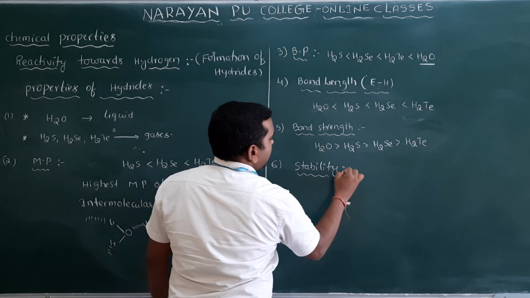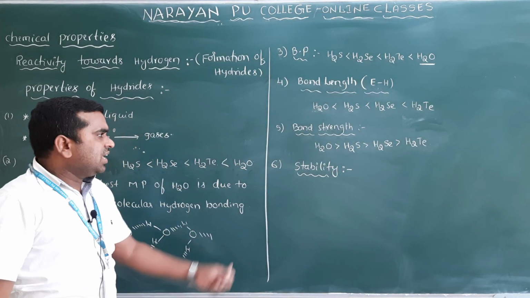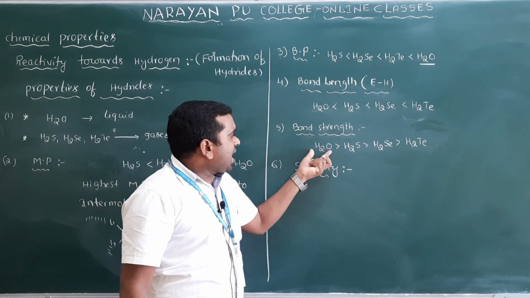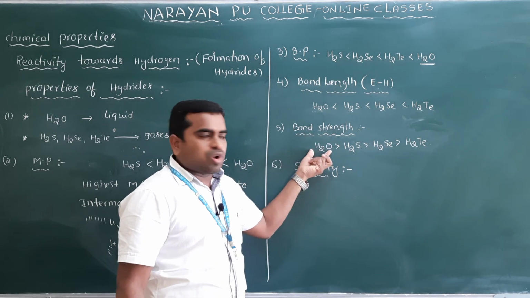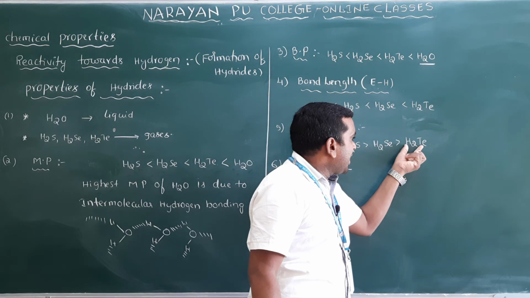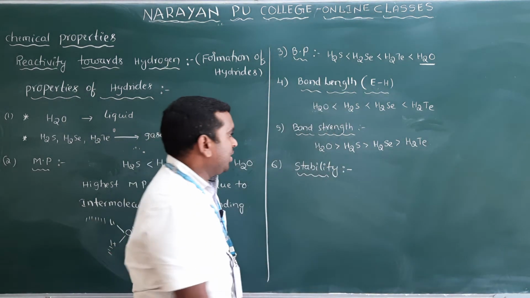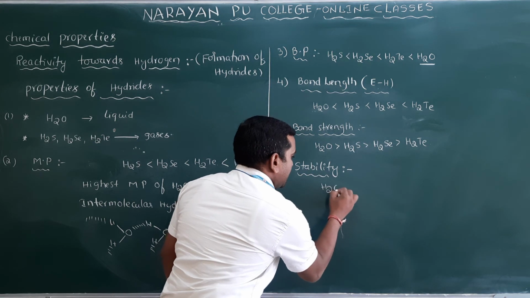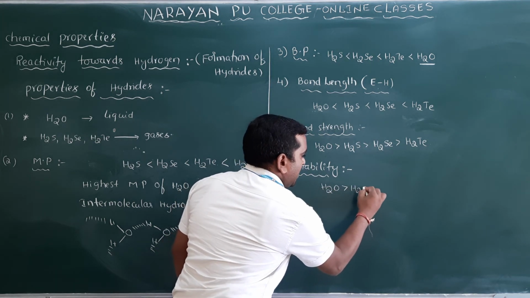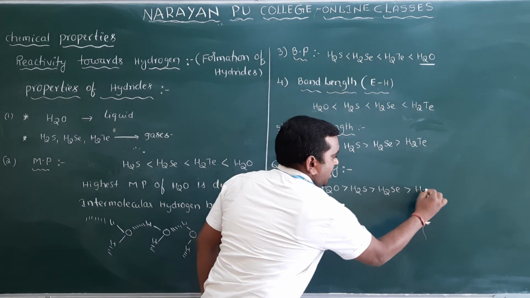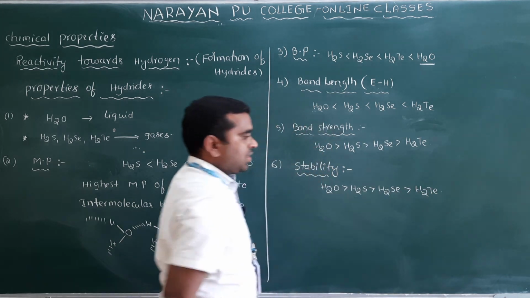Clear? Stability of these hydrides, clear? The stability depends upon which one? Bond strength. Here the oxygen-hydrogen bond is very strong compared to the hydrogen-tellurium bond. So that's why, as bond strength increases, stability also increases. So what is the order? H2O is greater than H2S is greater than H2Se is greater than H2Te, clear?